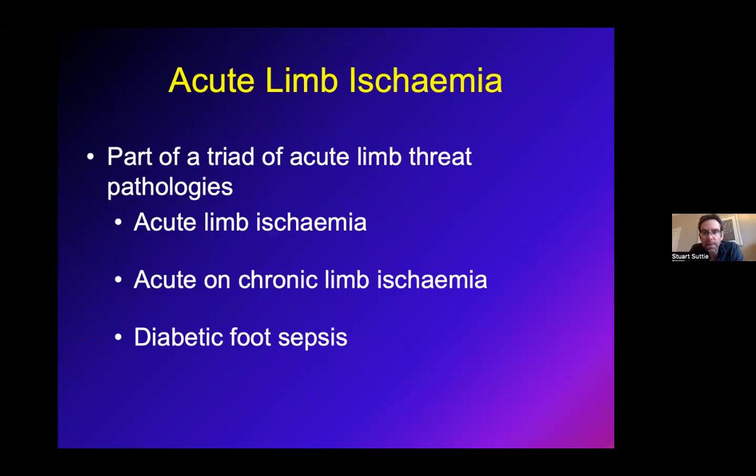So to me, we teach our trainees acute limb ischemia as part of a triad of acute threat to the limb. And that includes acute limb ischemia, acute on chronic limb ischemia, which is what we're seeing more of now, and it's more complex, and also the sepsis, the diabetic foot sepsis. All of these pathologies can rapidly lead to a loss of limb.